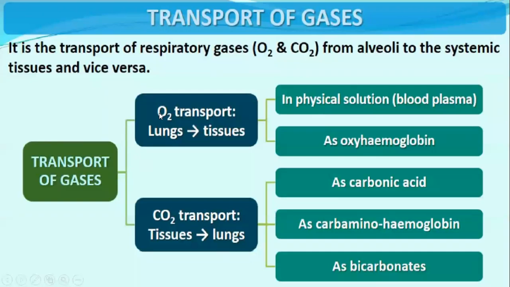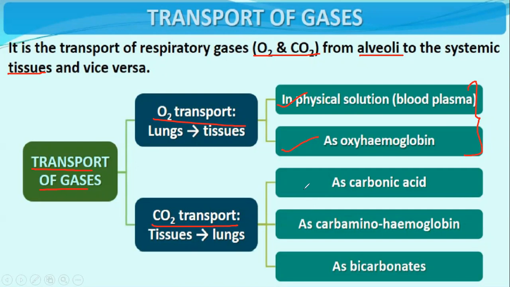Okay, first is the transport of gases. Transport of respiratory gases such as oxygen and carbon dioxide from alveoli to tissues and vice versa we are discussing. So there are two types of transport, that is oxygen transport and carbon dioxide transport. Oxygen transport will be from the lungs to the tissues. Carbon dioxide transport will be from the tissues to the lungs. So for oxygen transport, it can be transported as oxyhemoglobin and also dissolved in blood plasma.